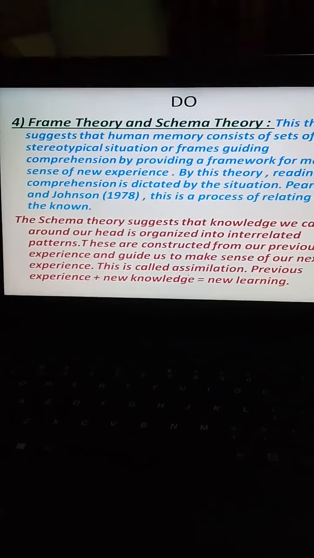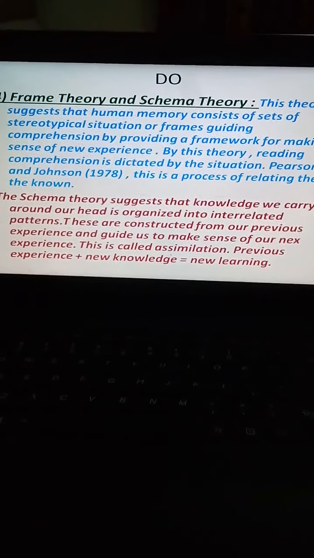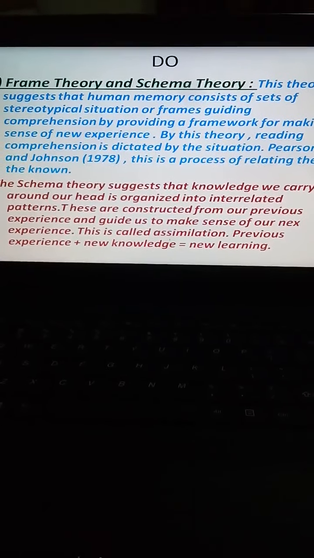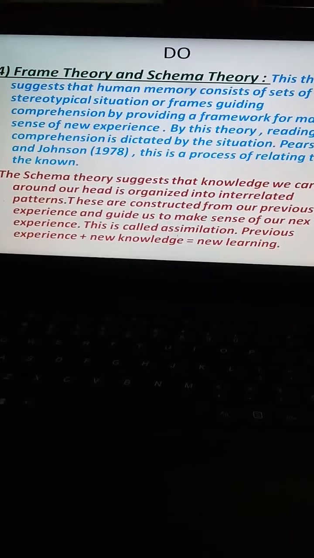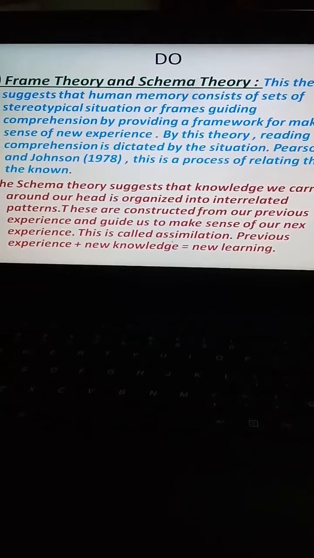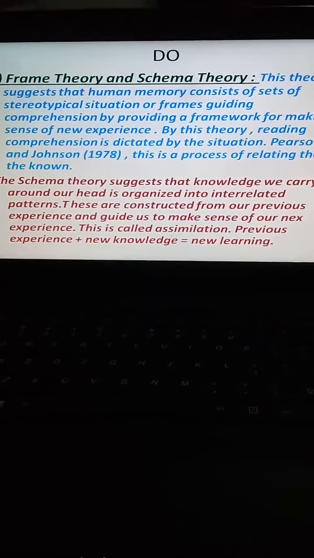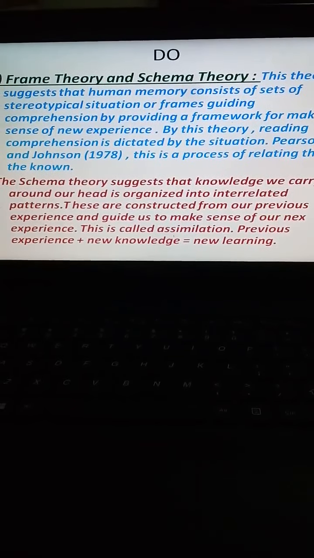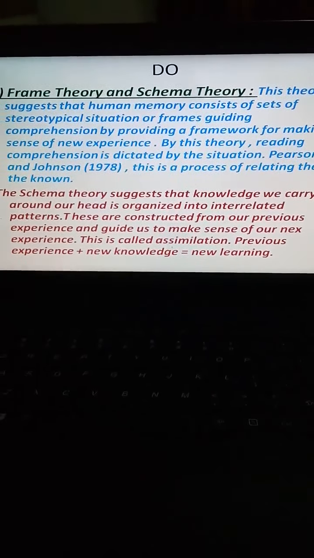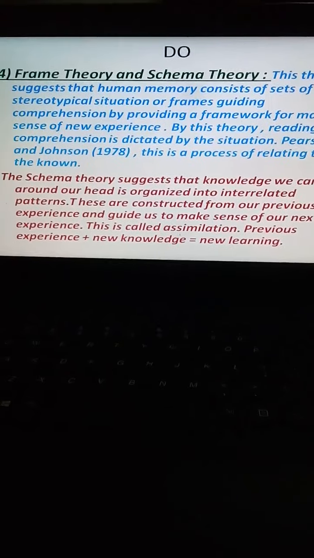Okay. The next theory is frame theory and schema theory. Frame theory suggests that human memory consists of sets of stereotypical situations or frames. It should guide comprehension by providing a framework for making sense of new experience. By this theory, reading comprehension is dictated by the situation. And Pearson and Johnson, 1978, said that this is a process of relating the unknown to the known.